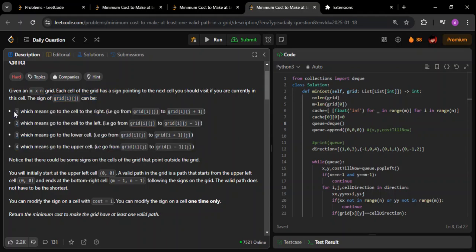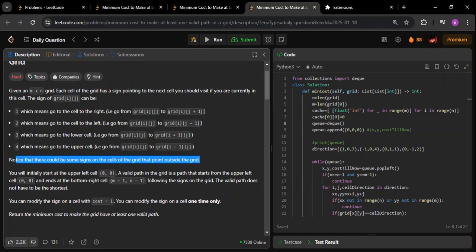It's mentioned here. One means I can go towards the right cell. Two means I can go towards the left cell. Three means I can go towards the cell at the bottom. Four means I can go to the cell just above the current cell. Notice that there could be some signs on the cells of the grid that point outside the grid. So what they're trying to say is, if you follow the signs, there could be a case that you end up going outside the grid.